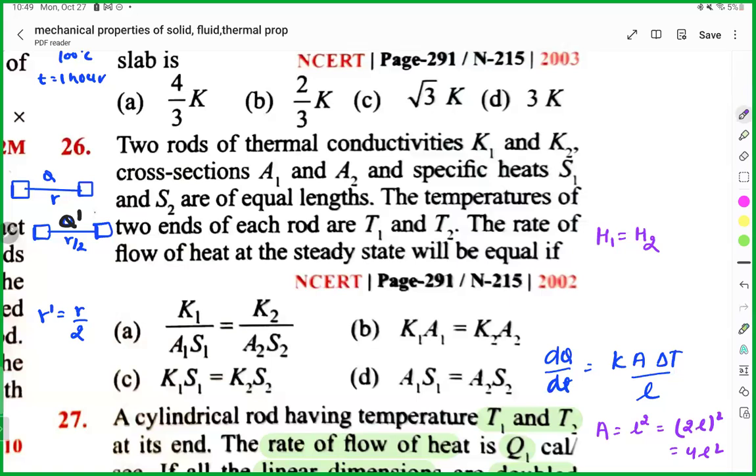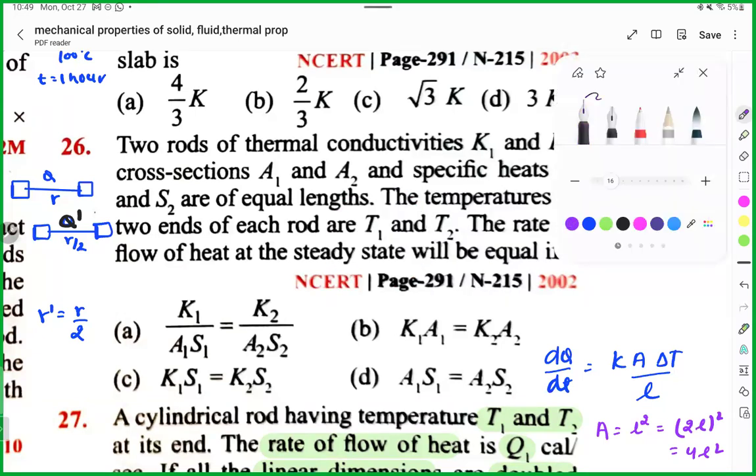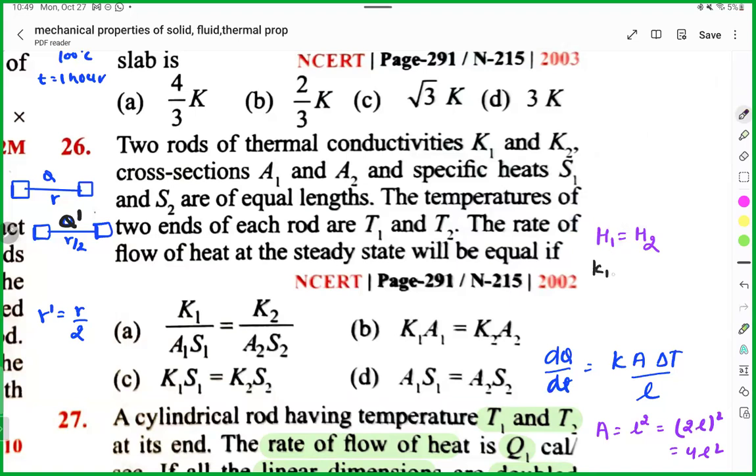Which number was it? 26. Yes, the answer will be 2, exactly. This is the repetition of the question. Second, 2. Why? Because if the rate is constant, it means K1 A1 delta T by length is equal to K2 A2 delta T by length. The temperature difference is the same and the length is the same. This is given. The rate of flow of heat is also the same.